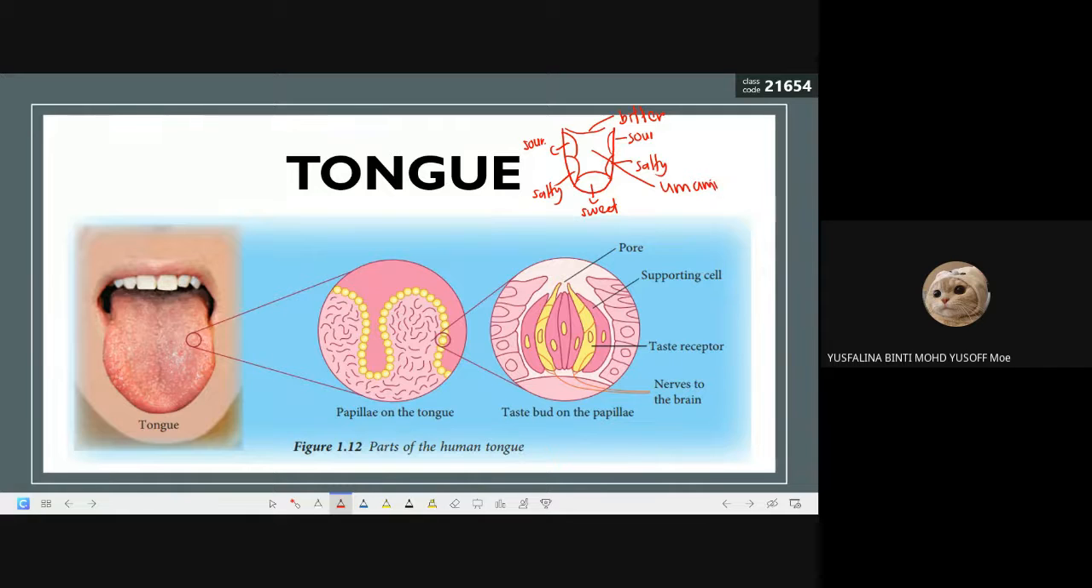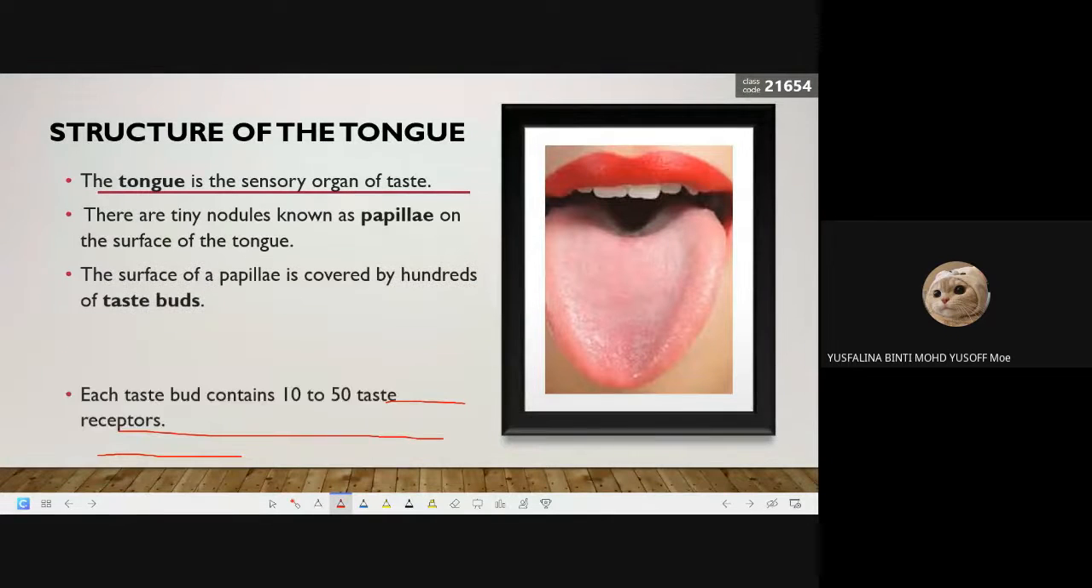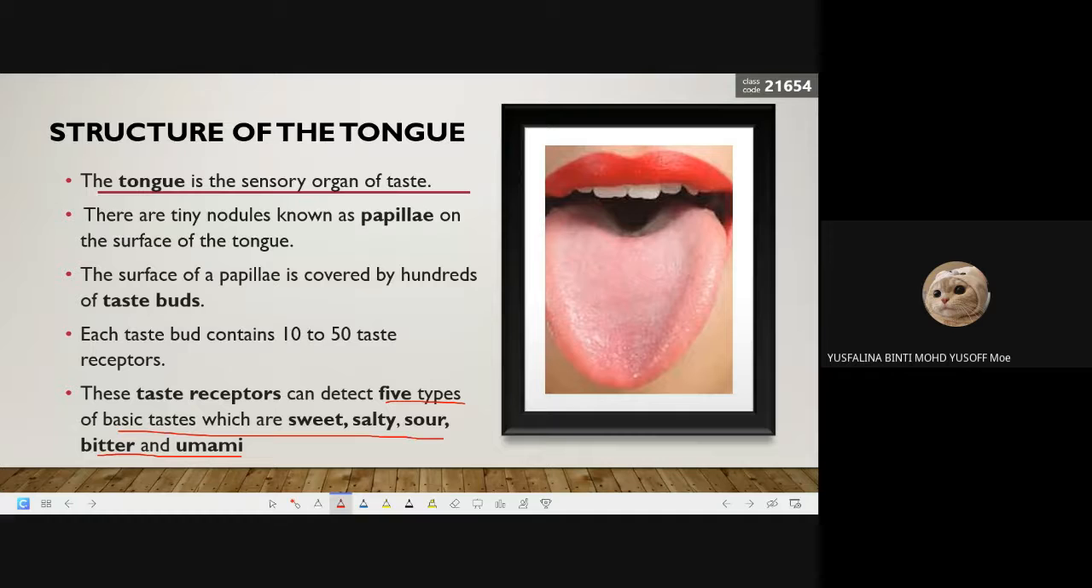So how does the umami taste? It's like the taste of the meat, or MSG. MSG also tastes like umami.